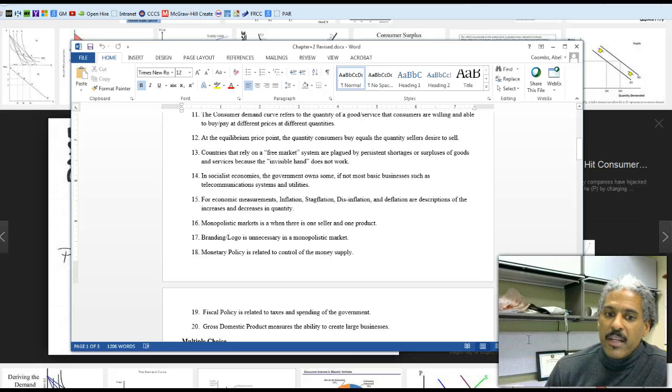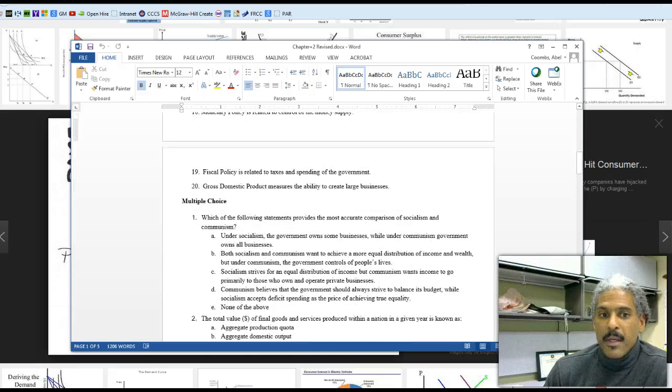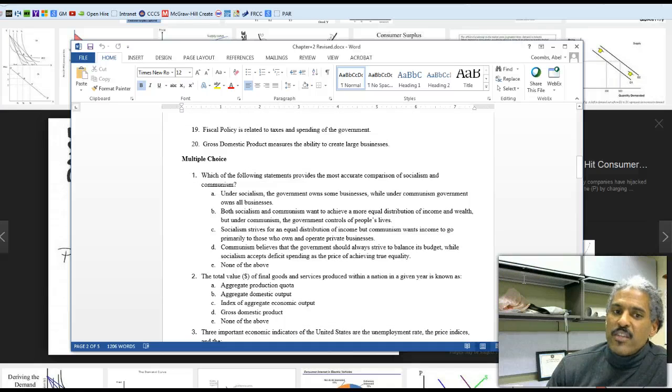18. Monetary policy is related to control of the money supply. True. Monetary policy is how the government controls the amount of money. Fiscal policy. 19. Fiscal policy is related to taxes and spending of the government.